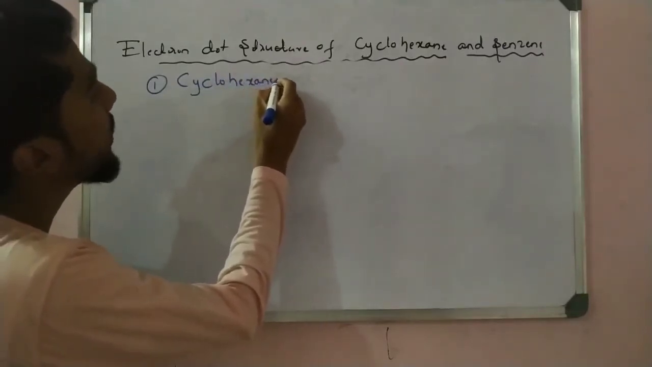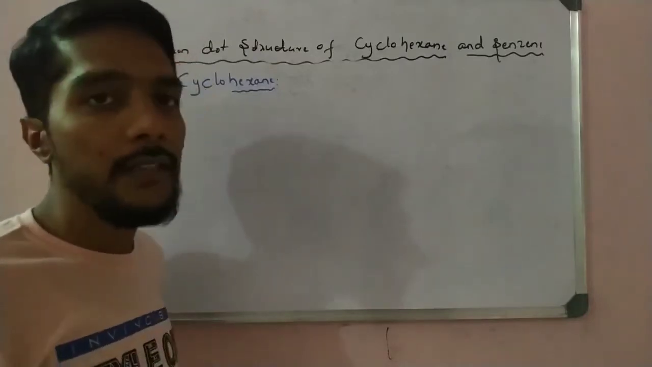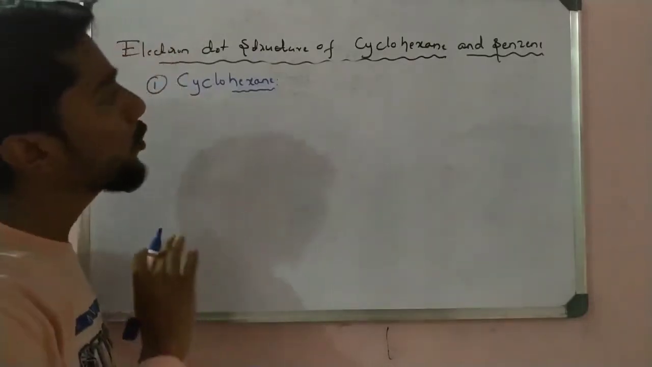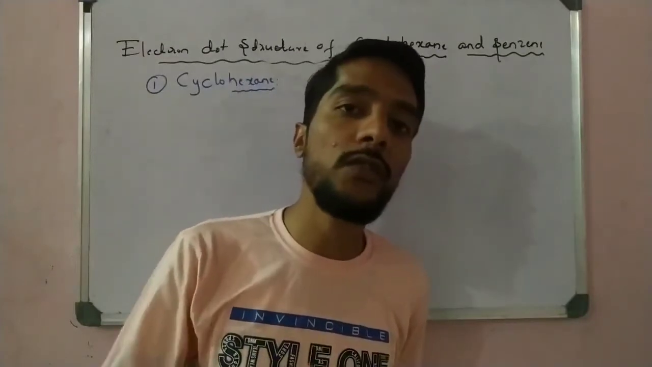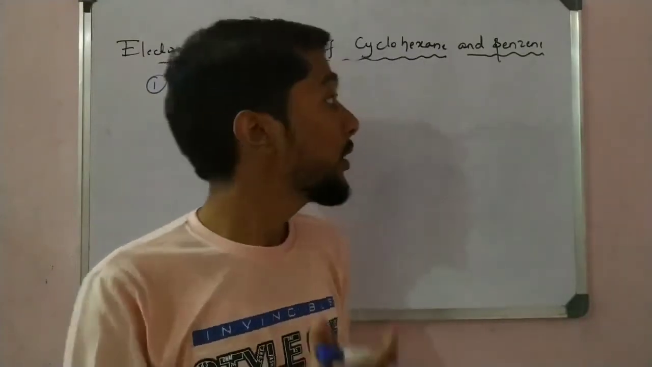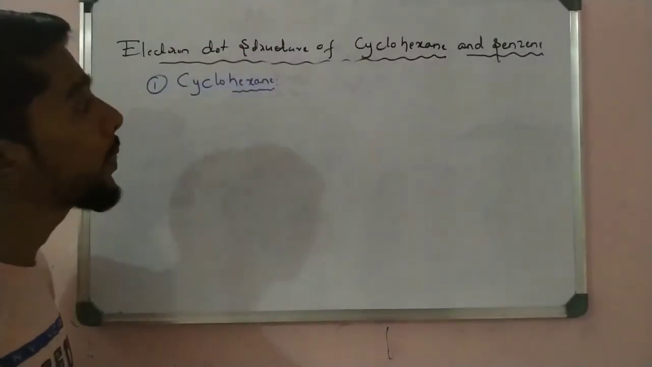So we know about hexane. Hexane is nothing but 6 carbons, right? An alkane has single bonds, with 6 carbons. So first draw the simple structure of cyclohexane, not the electron dot structure. First draw the simple structure, then we draw the electron dot structure.